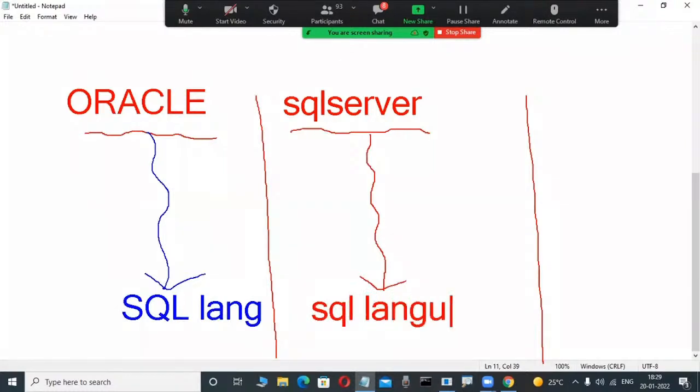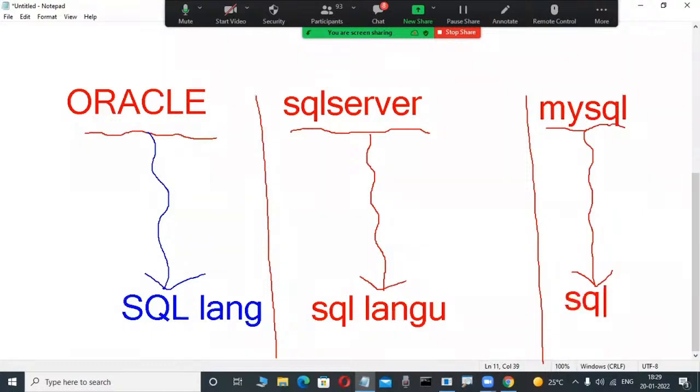Again, many people in my company use MySQL, a relational database product that is open source. Employees working on MySQL also use SQL as the language to operate the database. So SQL is a universal language.